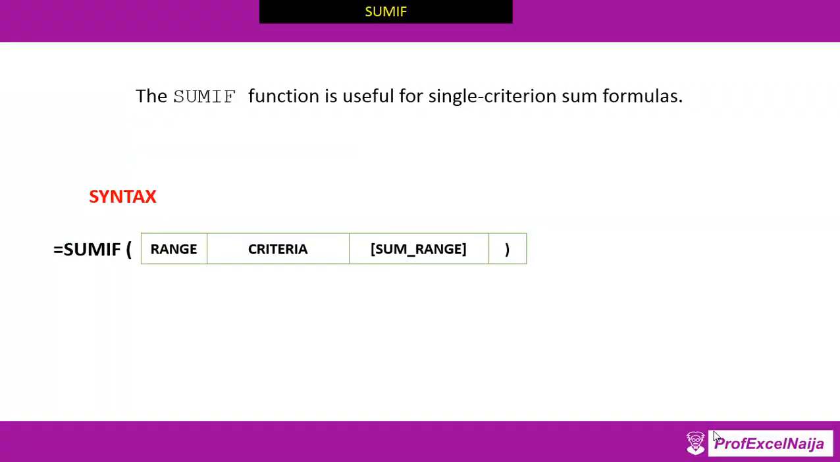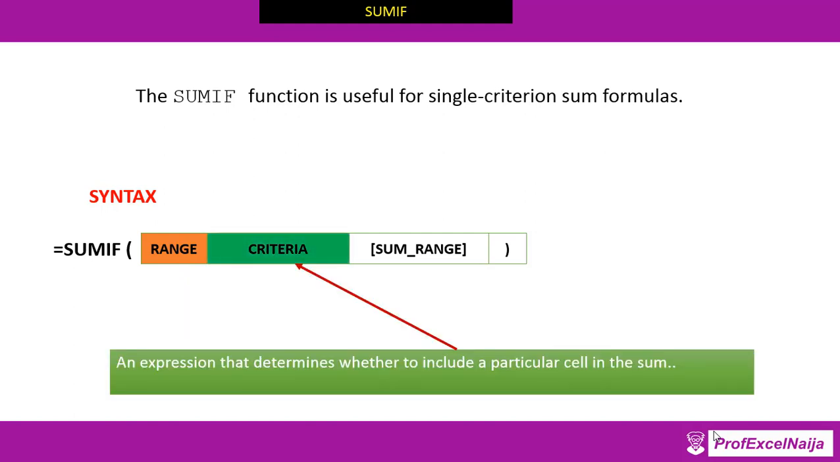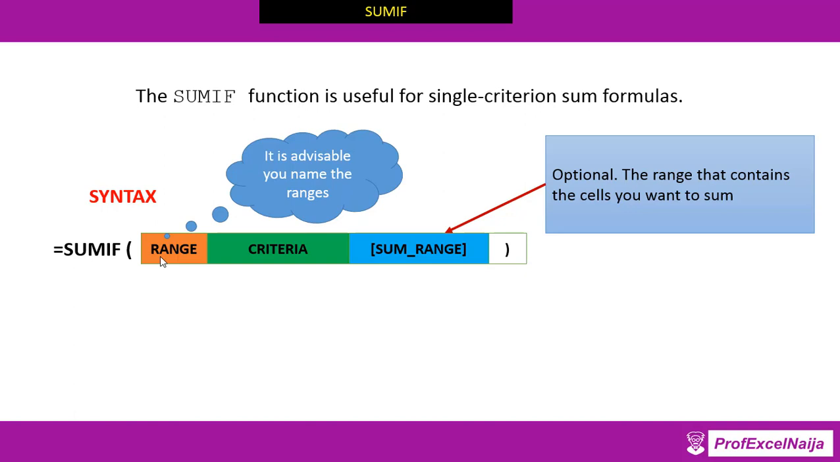The SUMIF has three arguments: the range, this is the group of cells that contains the condition that has been stated; the criteria, this is the logical expression that is being looked for in the range; and the sum range, which is optional. This is the group of cells that you are summing, but if it is omitted, Excel will attempt to use the range argument, but it must be numeric. It is advisable you name your ranges when you want to use the SUMIF function.